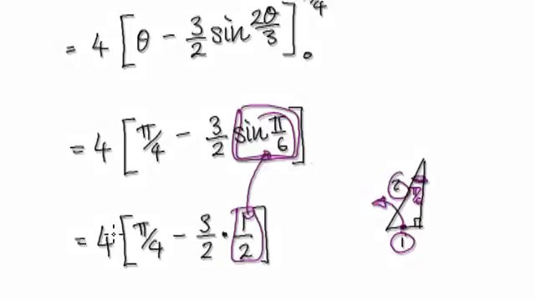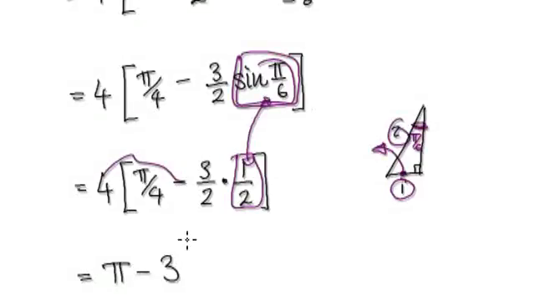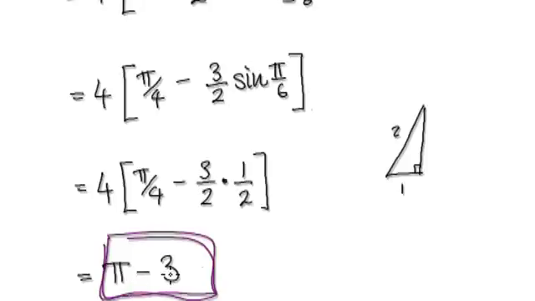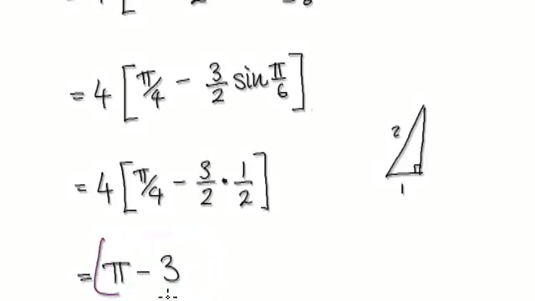So this thing here is this thing, and that will take you to here. This is your final answer. So that arc length is actually pi minus 3. Okay, so this is your final answer.